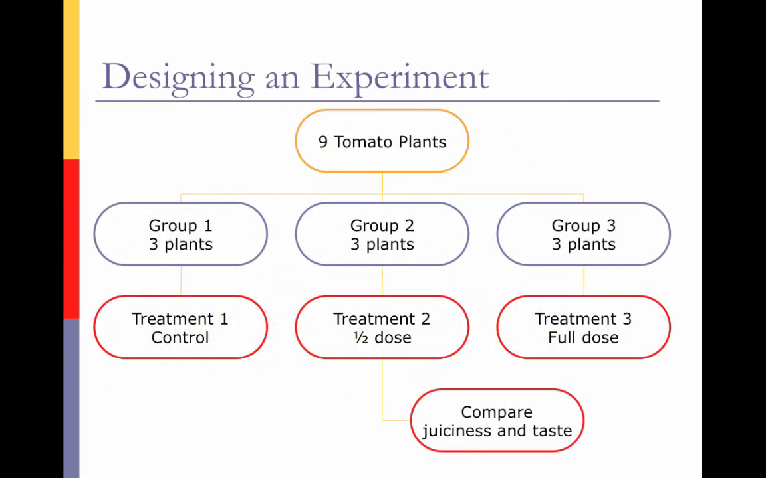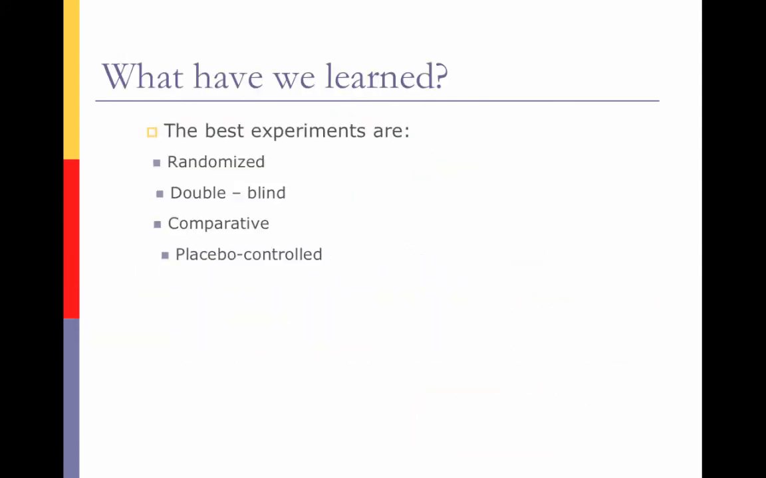Here is an example of the design. I have 9 tomato plants that I started with. I have 3 different groups with 3 plants each. Each one got a different treatment, and then I would compare the juiciness and taste. And for the record, there should be lines that went to here, but I couldn't figure out how to do that. So let's go ahead and look at what we have learned.